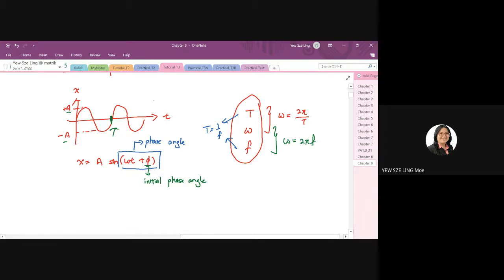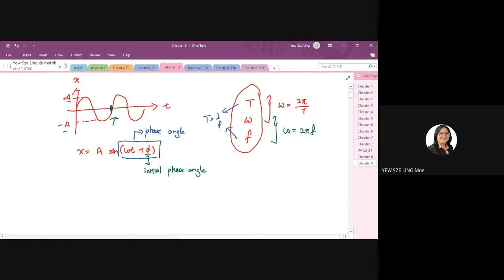Or even if you are not given a graph, you are given a few pieces of information, and questions like to ask you to form the equation based on the information given, based on the situation given. How should we construct the equation based on the information given? So first of all, you have to understand this equation, x equals A sine omega t plus phi.